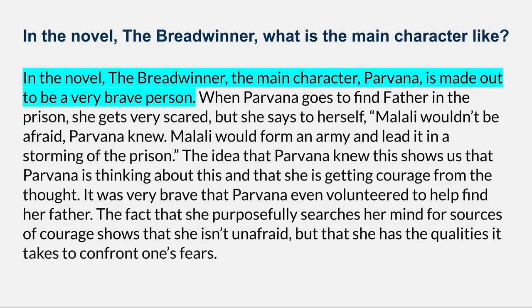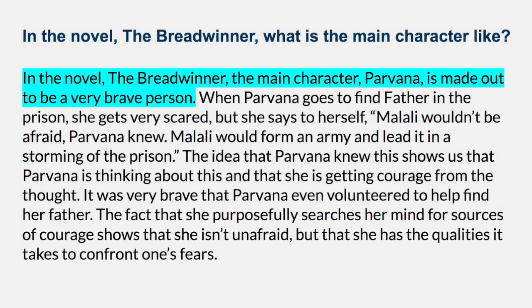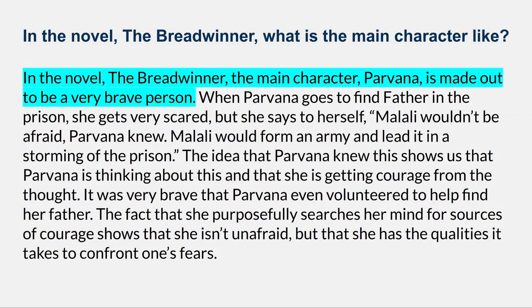The first part of the paragraph is the point. The point is the first sentence in a PEE paragraph, and it directly answers the question. We can see here that the question was, in the novel The Breadwinner, what is the main character like? And our point states, in the novel The Breadwinner, the main character Parvana is made out to be a very brave person. We can see here that the point directly answers the question, and it's the first sentence in our paragraph.